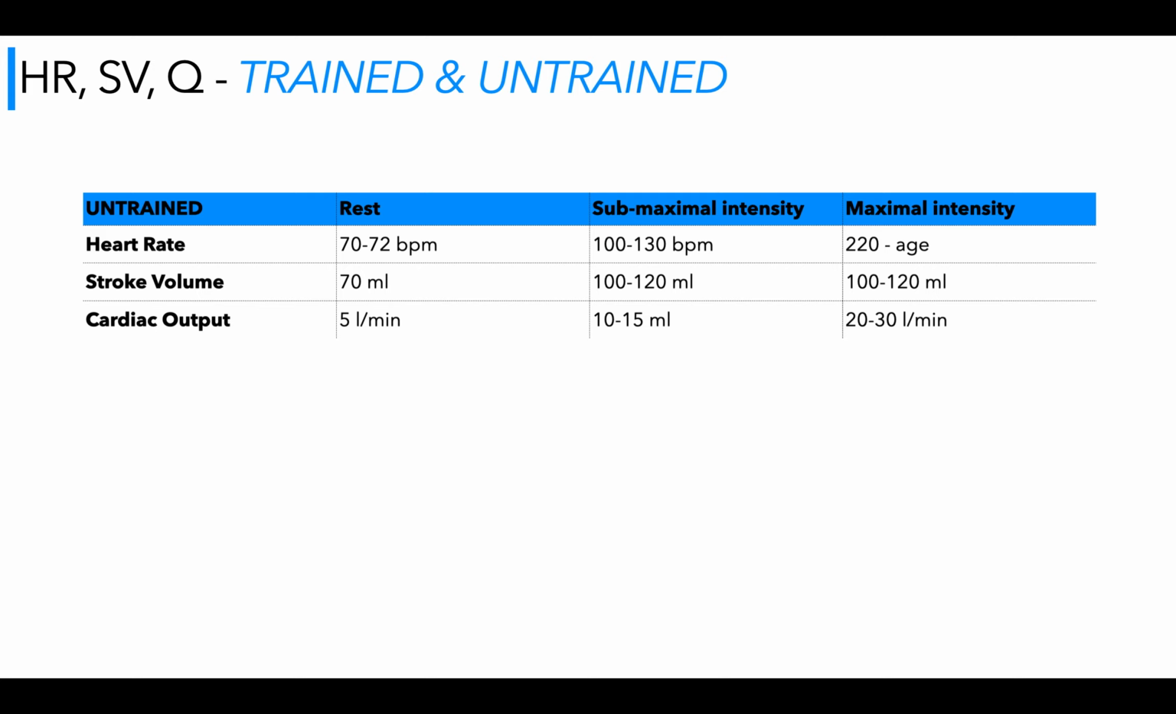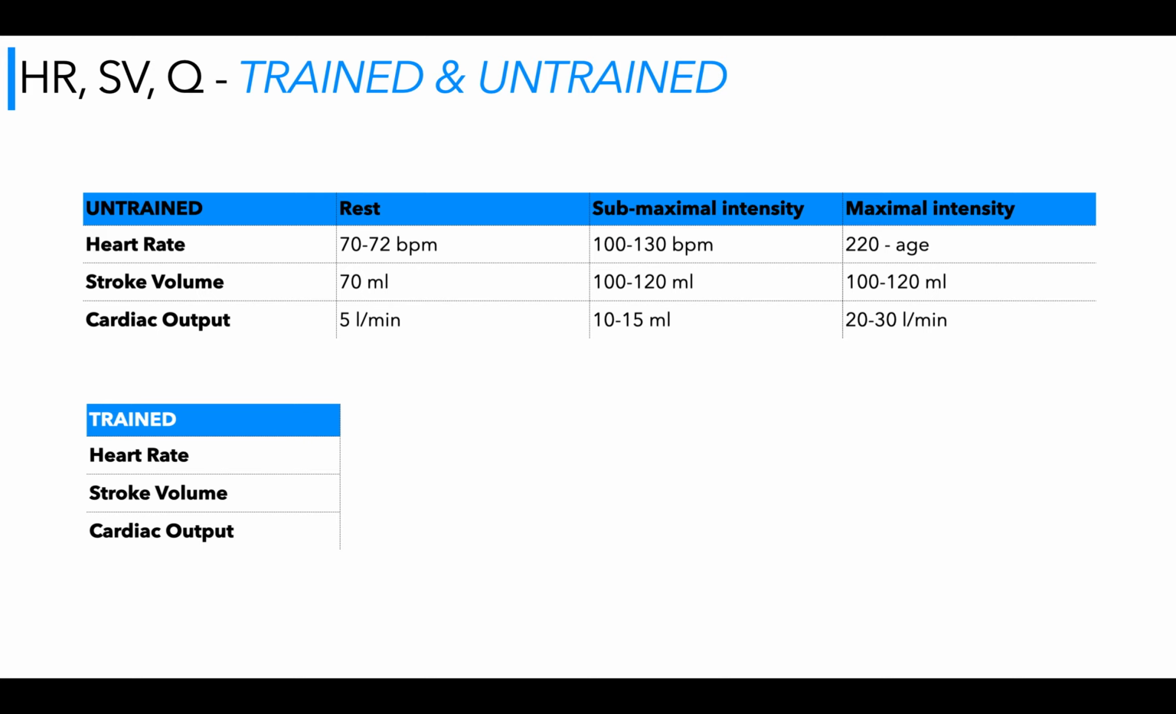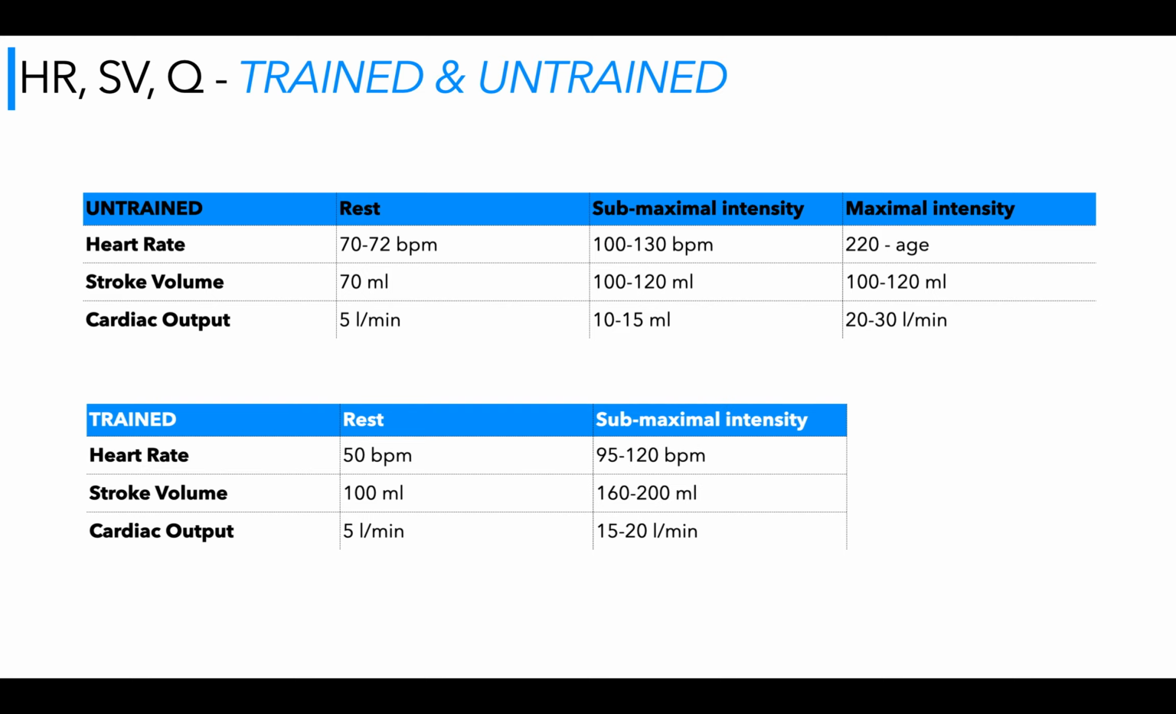Now let's look at our trained individuals. So we're going to expect to see bradycardia here, 100 millilitres per beat, but the same cardiac output at rest. It just represents a more efficient heart, and this is why we go on that general rule about the lower resting heart rate meaning a more efficient heart. Okay, bradycardia, cardiac hypertrophy. Okay.